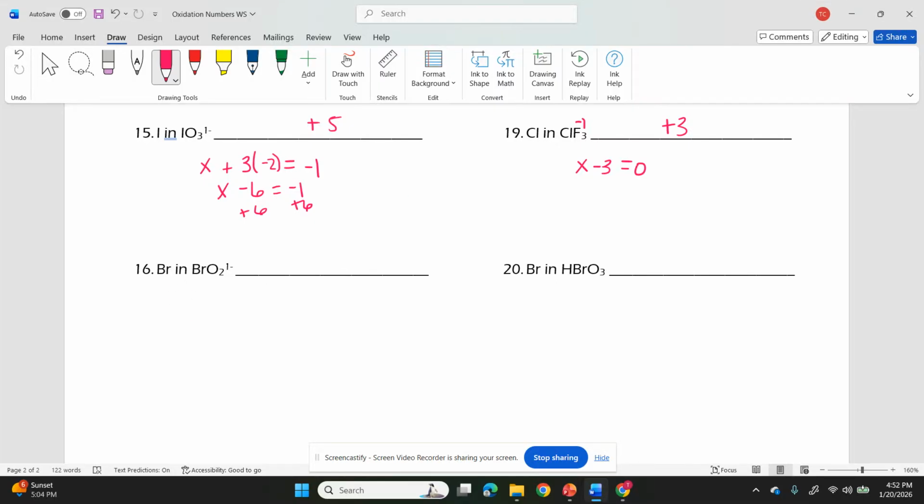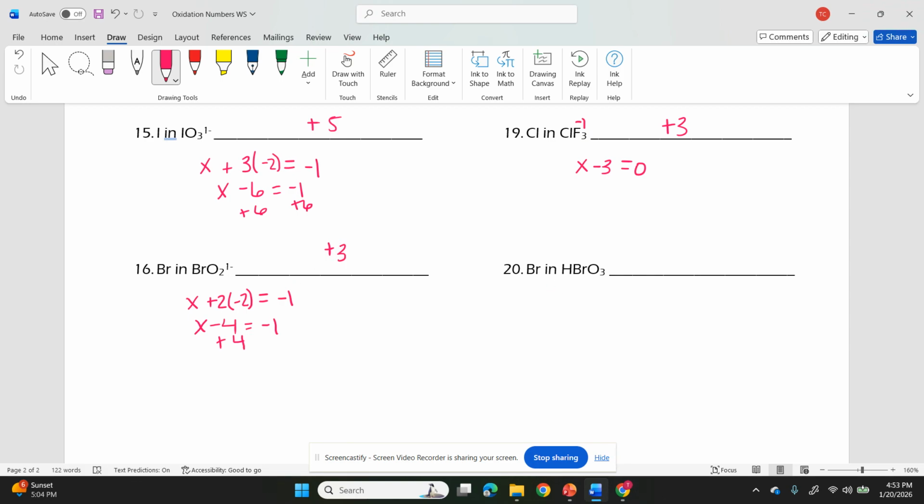Over here, we have bromine in BrO2 minus 1. We have a charge, so we must set that equal to the charge. And then again, halogen rule. Since another rule applies, we have to apply oxygen's rule first. Oxygen's not bonded to any of the exceptions, so we have 2 oxygen that has a -2 charge. We have 1 bromine, so just a 1x. When we solve, we get x minus 4 equals -1. Add the 4 to the other side, and for number 16, we actually end up getting a +3.